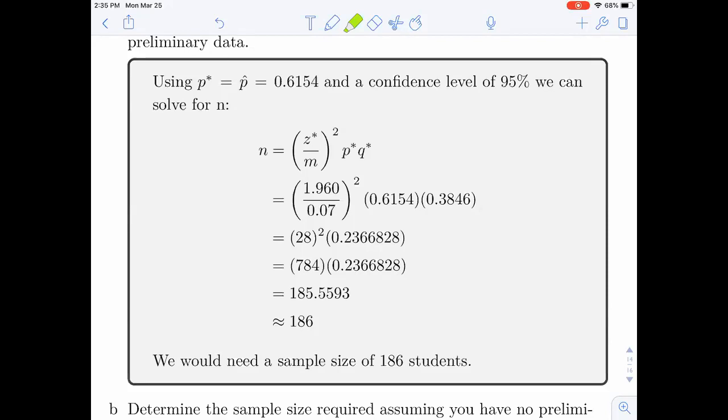One important thing is, and we saw this when we were calculating sample sizes before as well, right? We have to round up to 186 because we can't sample 0.5593 of a person, right? Can I just get 0.5593 of your opinion, please? It doesn't really work.